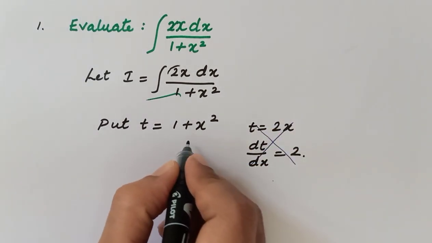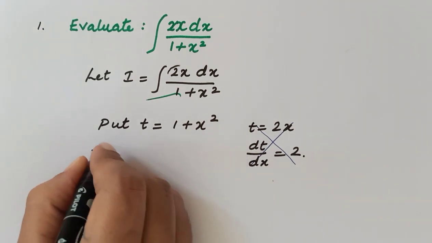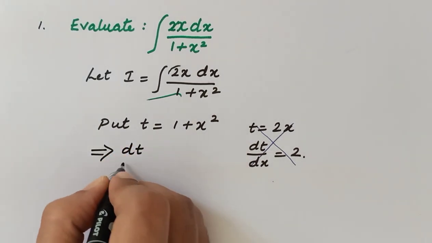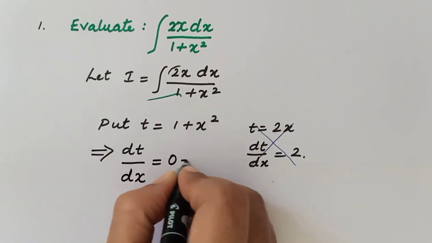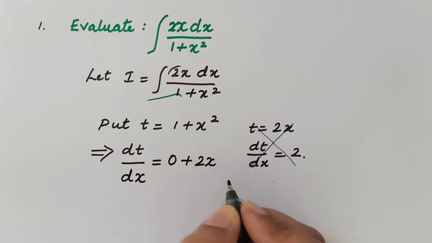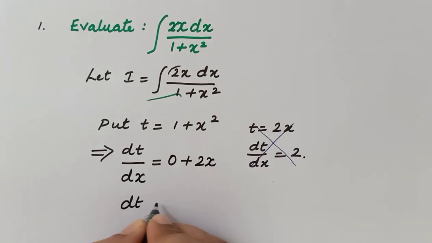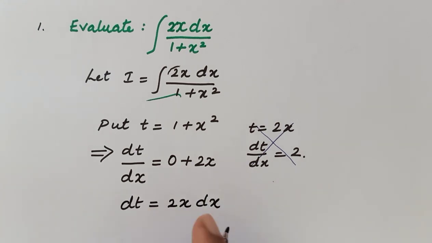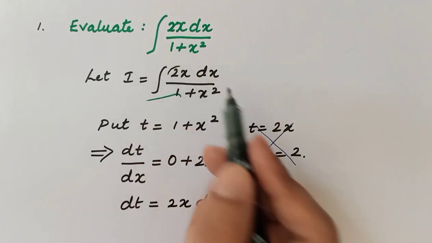So we'll put t is equal to 1 plus x square. Then we'll have to differentiate this t with respect to x. That is dt by dx is equal to 0 plus 2x, or dt is equal to 2x dx. See here, this is nothing but the numerator. We got the numerator here.